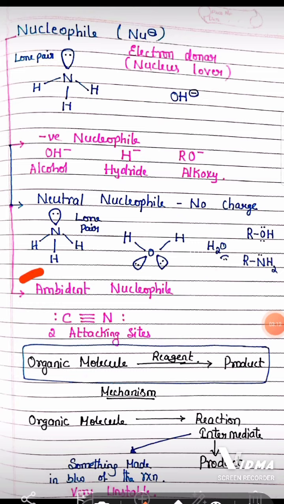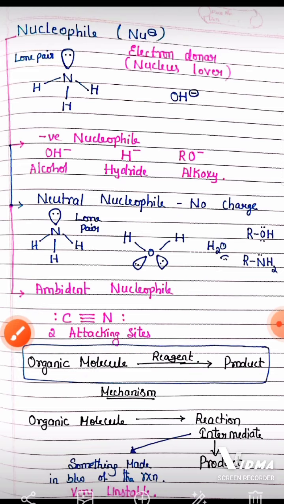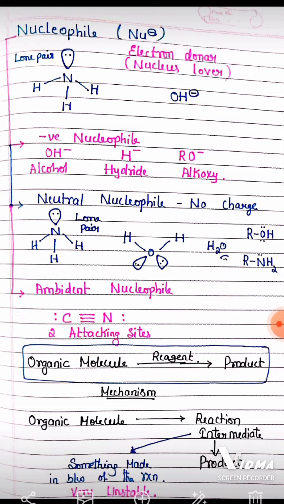And the most important nucleophile is the ambident nucleophile, where you can find 2 attacking sites in the nucleophile. As in the cyanide ion, you can find a lone pair of electrons on nitrogen as well as on carbon. Such types of nucleophiles are considered ambident nucleophiles, having 2 attacking sites.